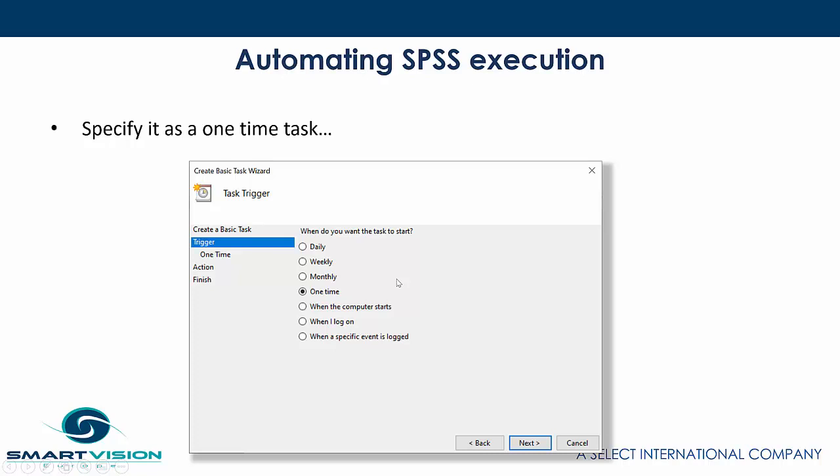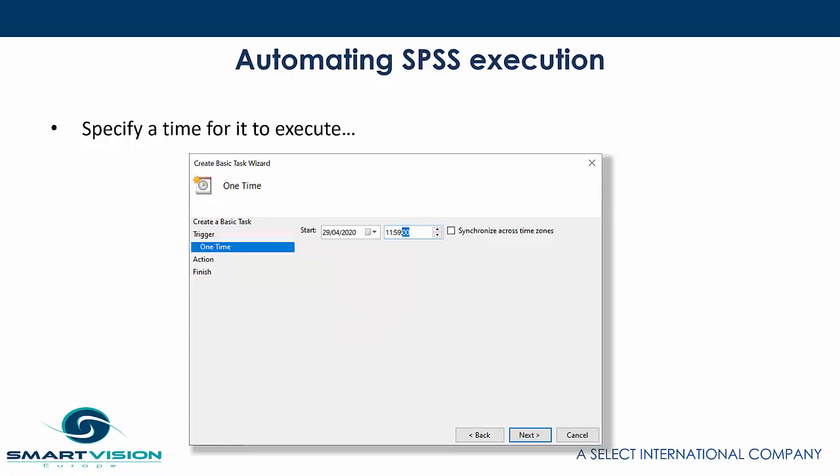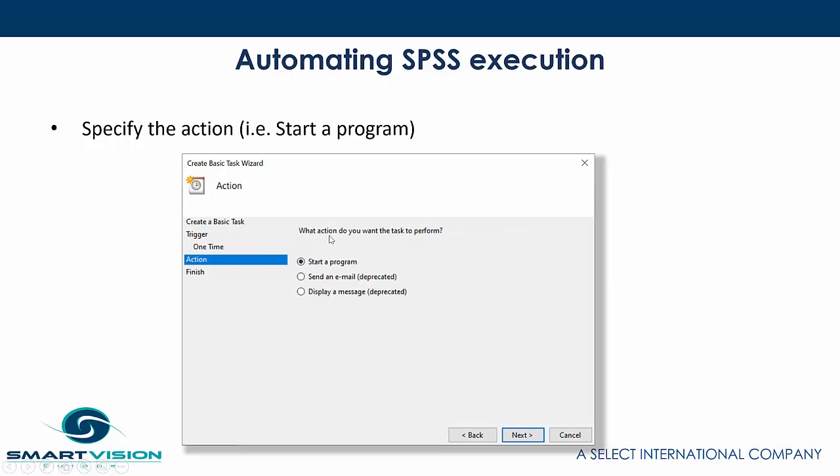For demonstration purposes, you can have it once, but obviously you can run it when the computer starts, or you can run it on a monthly basis. So if you're doing regular reports, you can see how this becomes very powerful and compelling. And then it says, when do you want it to run this one time? If you want to test it, set it like 1 minute into the future, and then click next, and it says, what action do you want the task to perform? Well, I want it to start a program.